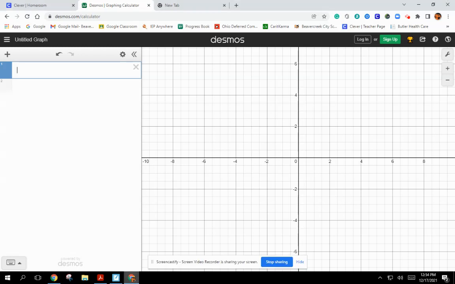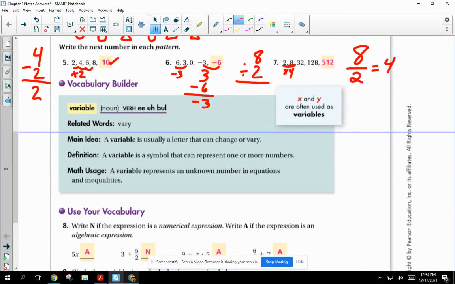So we're going to go back now to our notes. And you're going to multiply by 4. So 4 times 8 is 32, times 4 is 128, times 4 is 512. So hopefully you understand that.